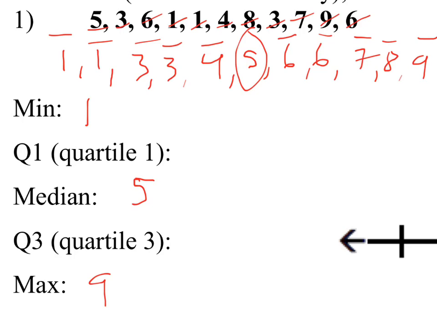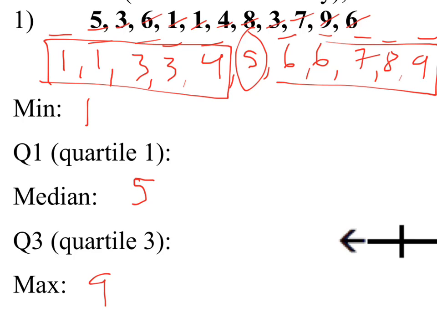And now I'm going to get quartile 1 and quartile 3. To get those, you get the median of each half, excluding the median. So I'm not going to include the median in getting the quartiles. Just look at the left side here. The middle number is 3, so that's going to be my quartile 1. And then the middle number here is 7, so that's my other quartile.